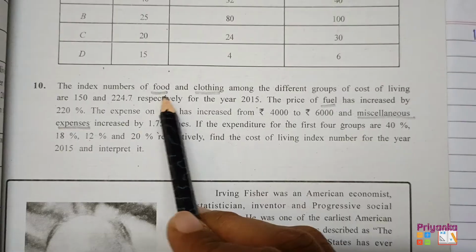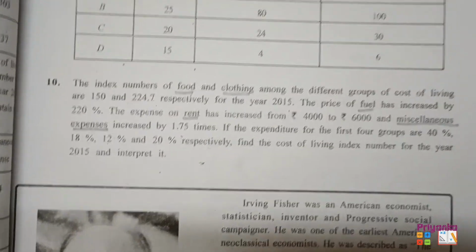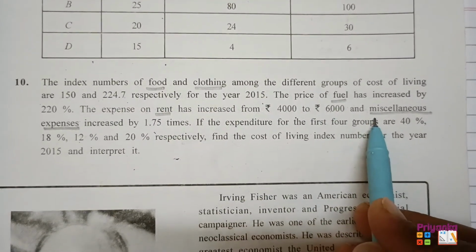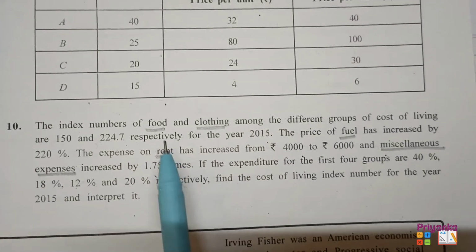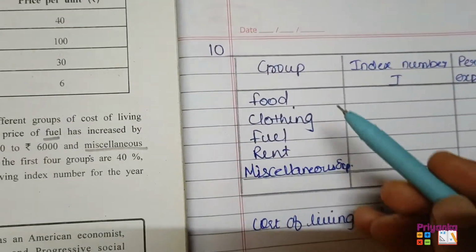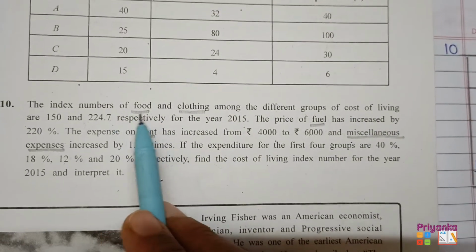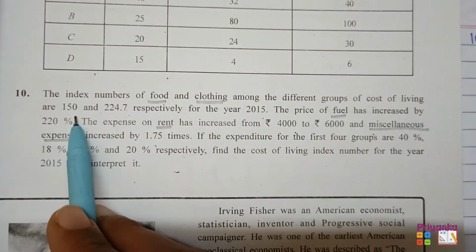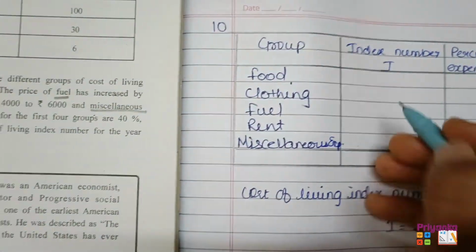First, highlight how many expenses have been given. Now, how many groups? Here I have already marked food, clothing, fuel, rent and miscellaneous expense. Take them into the group column. Here you can see the table is ready. Next, out of this information it is written that food and clothing among different groups of cost of living index are 150 and 224.5. Now here they are giving the index number, so put the second column for the index number.